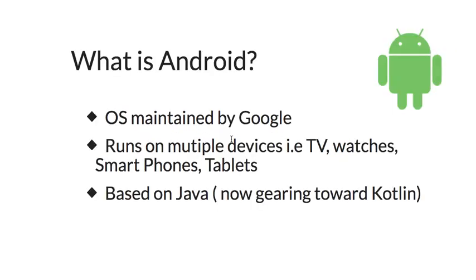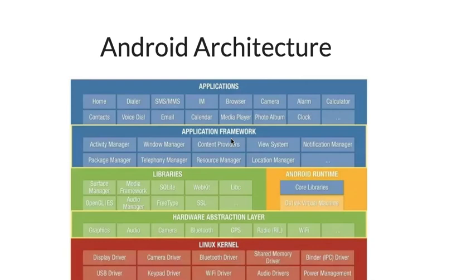So what is Android? Android is an operating system managed by Google that runs on different devices such as TVs, watches, smartphones, and tablets. It is based on Java but is now moving toward Kotlin. The Android architecture is divided into several parts. At the foundation, the Linux kernel resides. Linux is an open source operating system, and it is heavily utilized in the Android architecture.